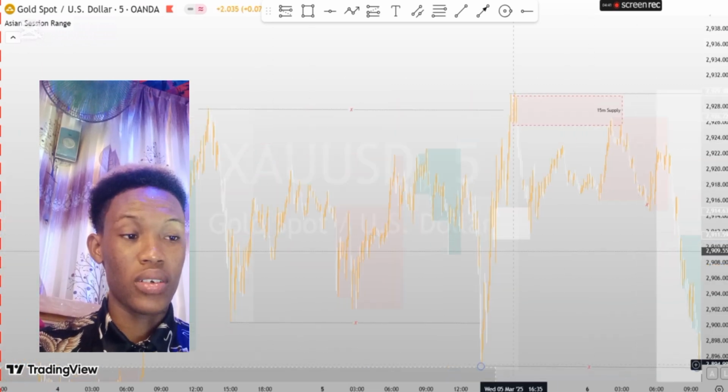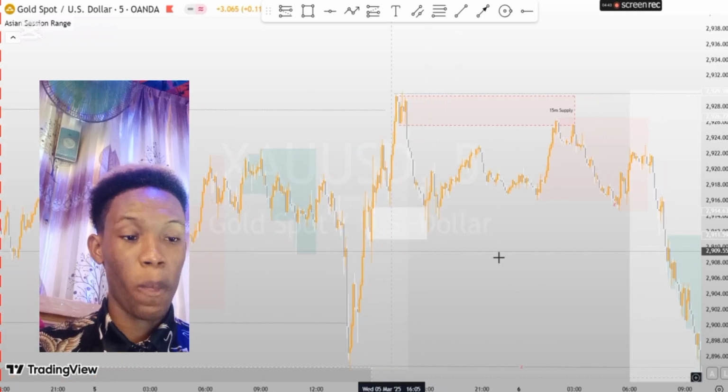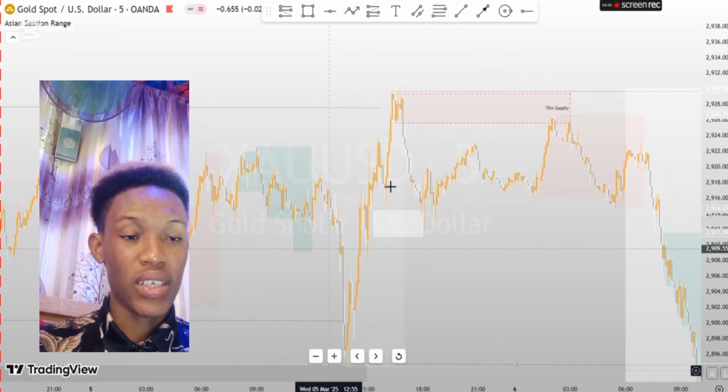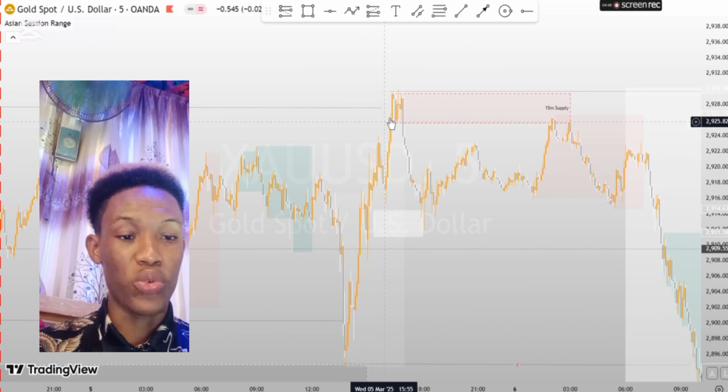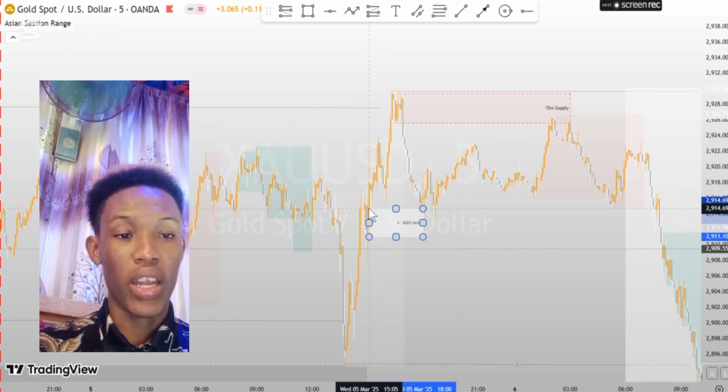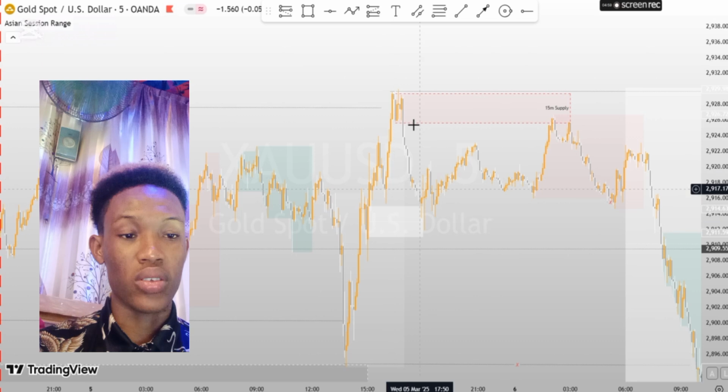So what did I see on the 5 minutes time frame? I had to analyze this move that swept the low and swept the high. I saw that this was a break, this was another break, this was another break of structure like that. So I noticed that this was the nearest demand zone that price came all the way down to and pushed up.